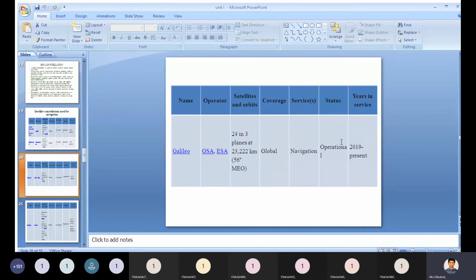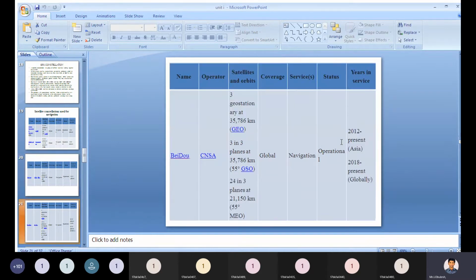MEO, medium earth orbit. It is covered globally and used for navigation service purposes. It is in an operational state, and from 2019 onwards till now it has been in service.